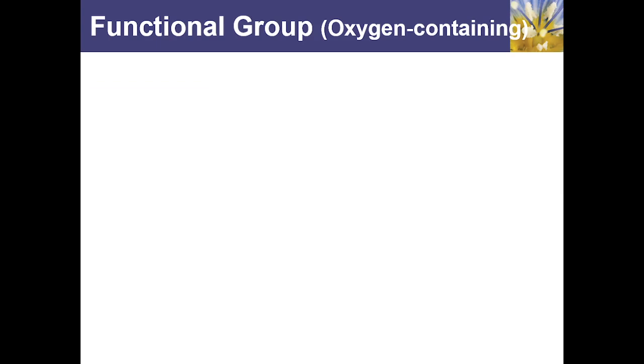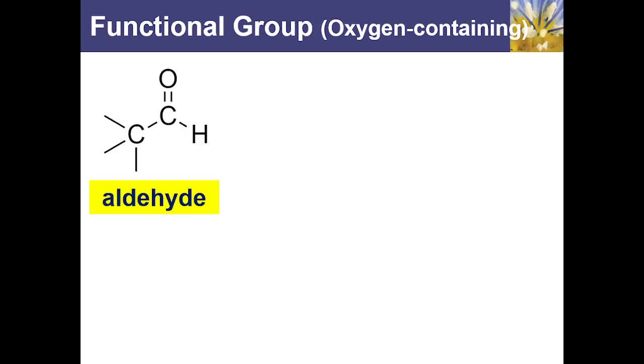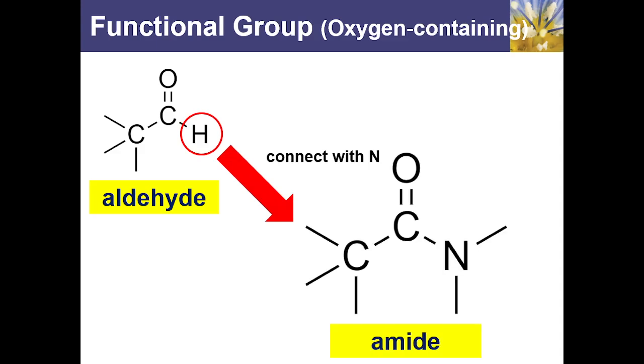Now, for the last one, let's go back to the aldehyde. So this is your aldehyde. For the aldehyde, the H we also replace with N, or we connect it with a nitrogen, and it will look like this. So you have your C double bond O N, and this is the appearance or arrangement of our atoms. This functional group, the C double bond O N, is what we call your amide. Okay? That is what you call your amide.